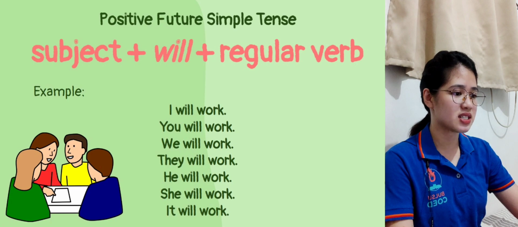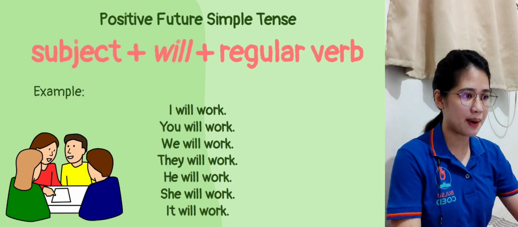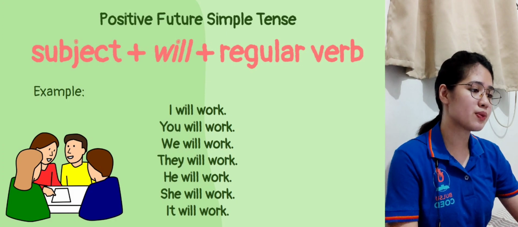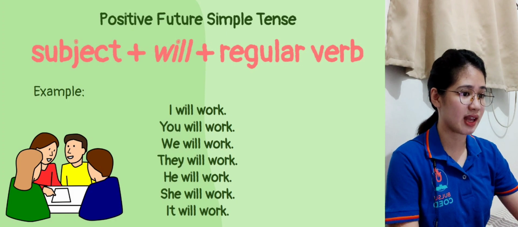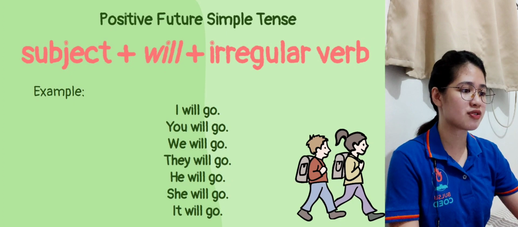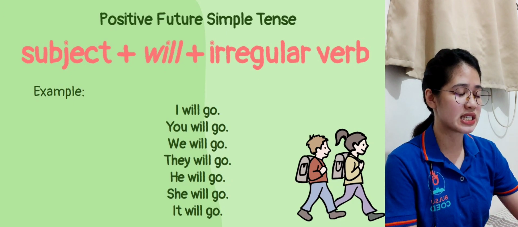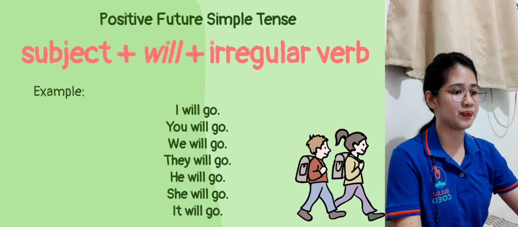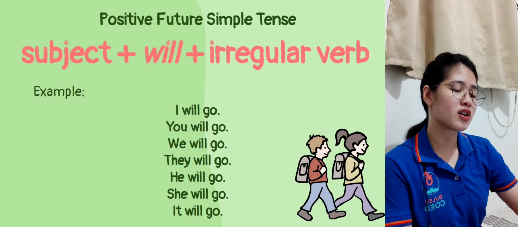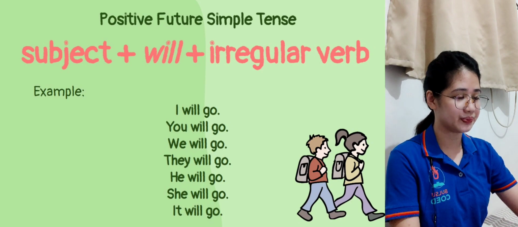In a positive sentence, you don't have to change the verb at all. For example, I will work, you will work, we will work, and so on. And that's it. Remember that you can also do the same thing with irregular verbs because the verb is not going to change since you will also use its base form. For example, the irregular verb go. You could say, I will go, you will go, we will go, and so on.